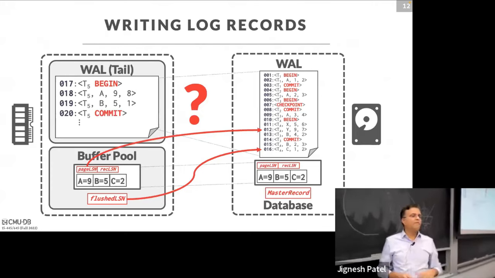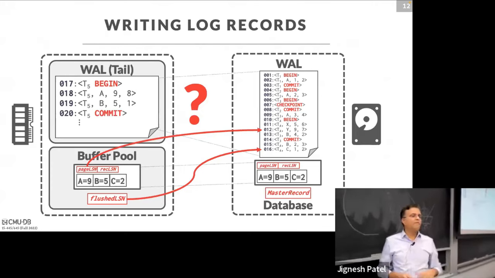So at the crash point, we will consult the master log record to figure out where the checkpoint log record is. If one doesn't exist, we'll start from the first log record in the file. Then we will analyze the system from top to bottom, from that start checkpoint all the way up to the last log record we have, to reconstruct the ATT and DPT. We'll see that in the next slide.